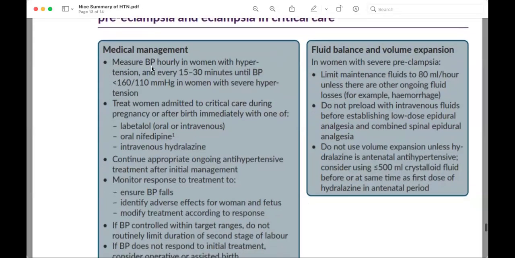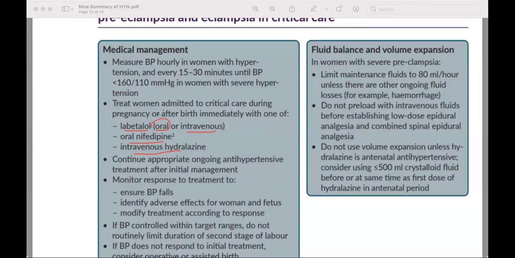Okay, so you need to measure the blood pressure hourly in women with hypertension and every 15 to 30 minutes until the blood pressure is less than 160 over 100 for the woman with severe hypertension. Treat women admitted to critical care during pregnancy or after birth. So this is even for the critical care woman, not only the woman who is admitted to the ward. Labetalol, oral or intravenous. Then next option is oral nifedipine. Third option is intravenous hydralazine.